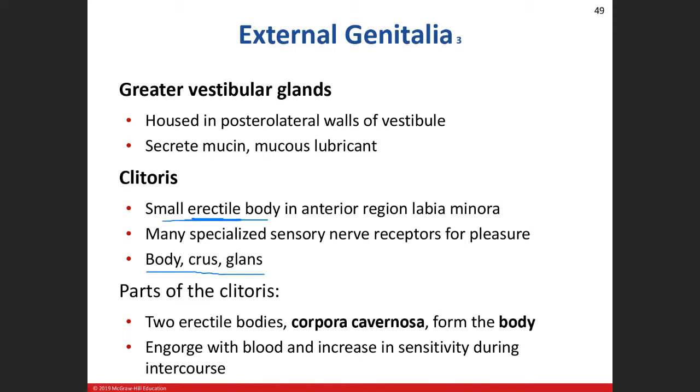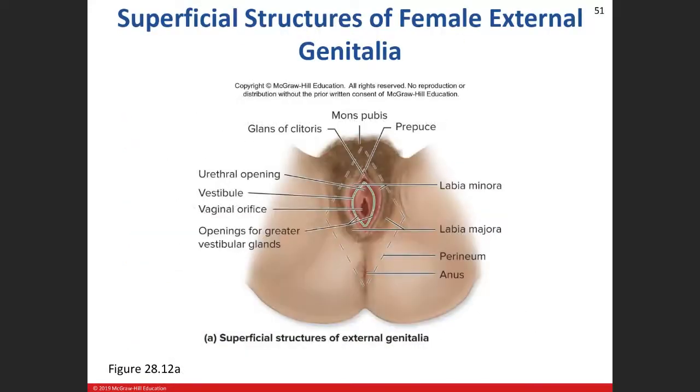If we follow both labia minora all the way up to the top of the vestibule, this is where we'll see the clitoris. I know I keep trying to draw. It's hard to really see it in this picture. Well, that's not bad. All right, so there's the urethra opening.